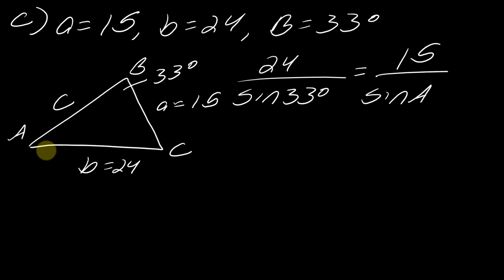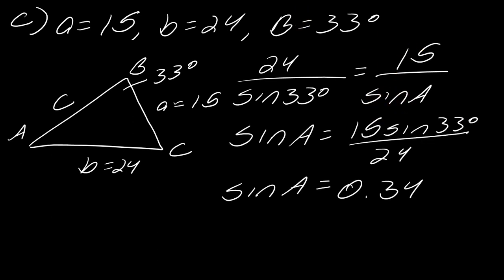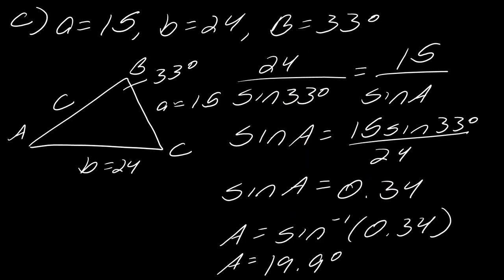Okay, so I go through and I've got 24 over sine of 33 and then 15 over sine of A. So let's go ahead and solve for sine of A. I get that sine of A equals 0.34. Now that I know sine is equal to 0.34, I can find what the angle A is. I take inverse sine of 0.34, and A is going to be 19.9 degrees.